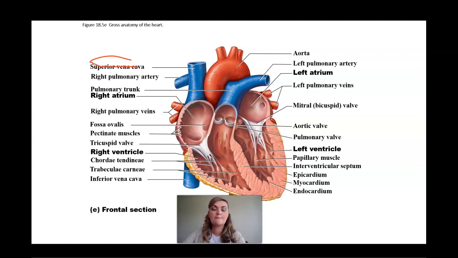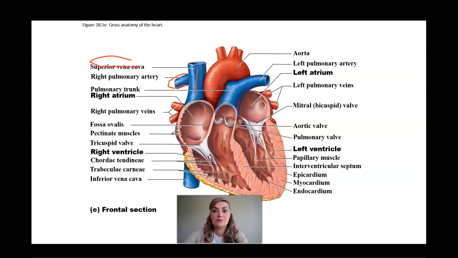Not doing so good drawing. Okay, so this is going to be this vessel that's coming in. That superior vena cava is going to be responsible for bringing deoxygenated blood to the heart from the head and the upper limbs. Next, you have your right pulmonary artery. That's going to be this right here. That's taking the deoxygenated blood that was pumped from the heart into the lungs. So I know it's an artery, but arteries don't always carry oxygenated blood like you might think they do. In the pulmonary system, it will carry deoxygenated blood.